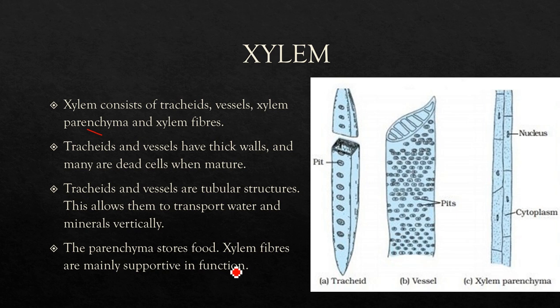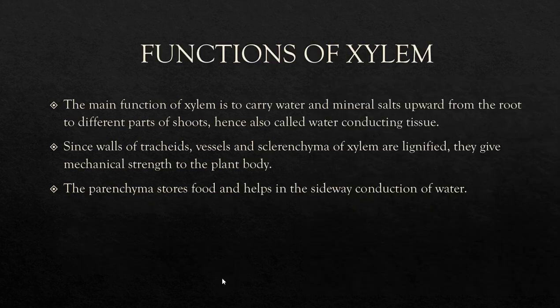Xylem fibers are mainly supportive in function. The main function of xylem is to carry water and minerals. Actually, your soil has minerals. When you pour water on the soil, those minerals dissolve in water, and along with the water they are carried to the various parts of the plant vertically upward. Here the same is written. That is why they are called water conducting tissue.